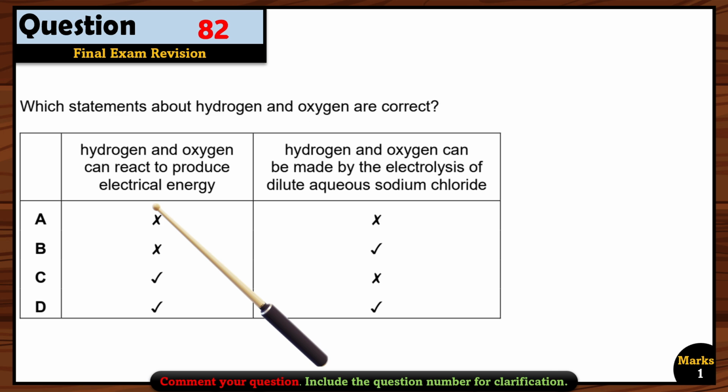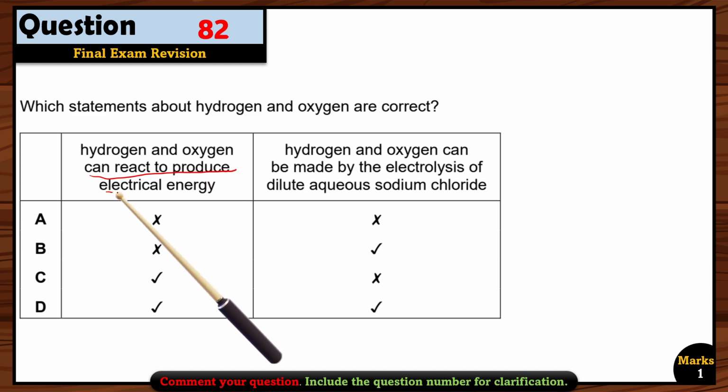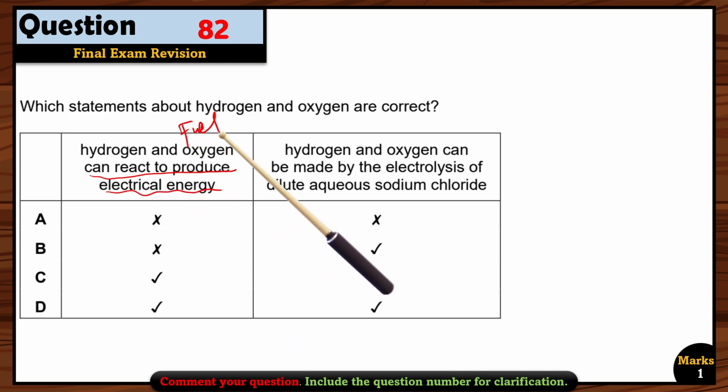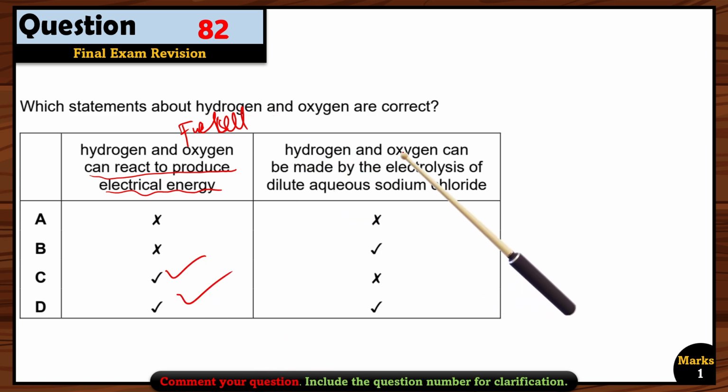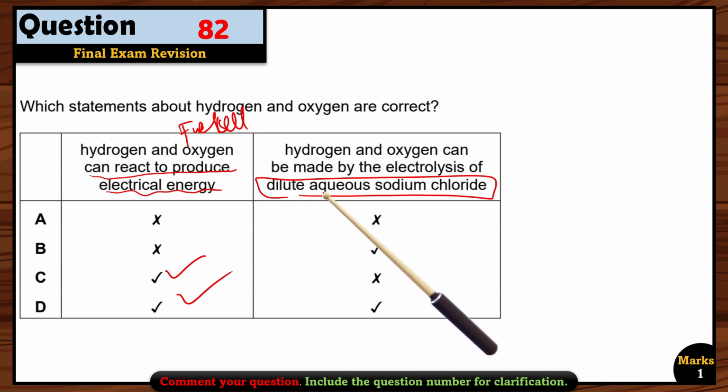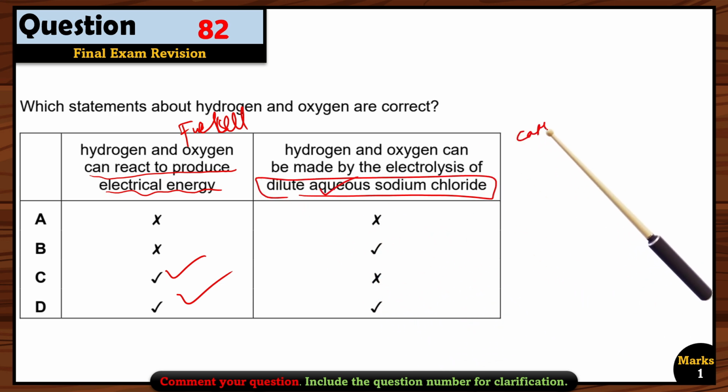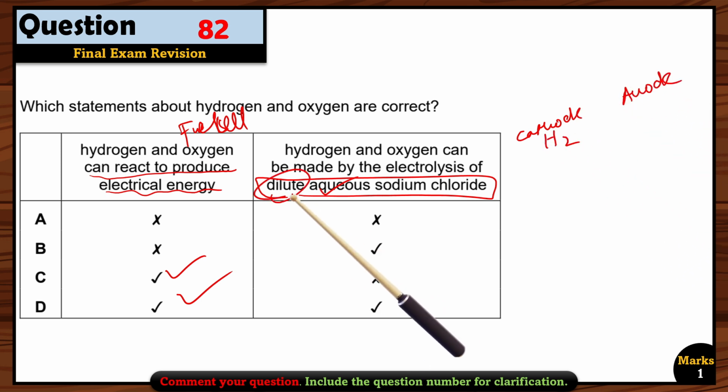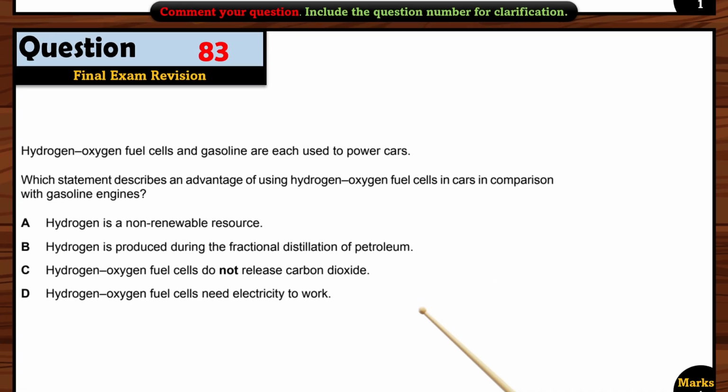Question 82. Which statements about hydrogen and oxygen are correct? Now we are moving towards the fuel cells. That's the last part of electrolysis. Hydrogen and oxygen can react to produce electrical energy. Yes, that's right. In a fuel cell, they produce electrical energy. So this option is right. Hydrogen and oxygen can be made by the electrolysis of dilute aqueous sodium chloride. Of course, at the cathode you are going to get hydrogen, and at the anode, since it is dilute, you are going to get oxygen. So that option is also right. So D is the right option.